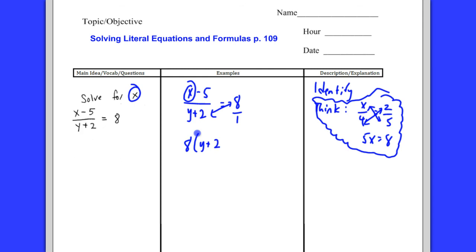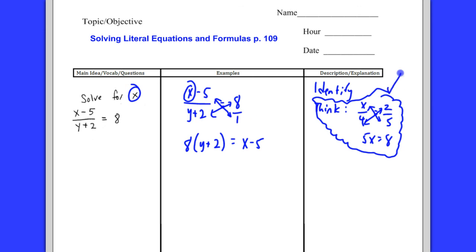Now you do have to put the parentheses in there because if you don't, the 2 didn't get multiplied, and that would be wrong. The 8 does get multiplied by everything in there. Then you have x minus 5 times 1, which is just x minus, I'm sorry, x minus 5. So if that 1 was a different number, you would then have to distribute it over that. But it's just 1, so x minus 5 times 1 is x minus 5.